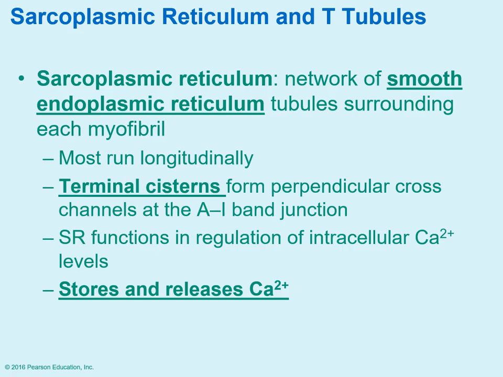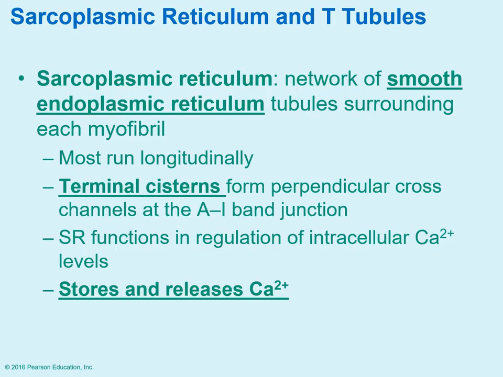The sarcoplasmic reticulum. Now this is what we call the smooth endoplasmic reticulum in other cells, but in muscle cells they are specialized, so they are known as the sarcoplasmic reticulum. Associated with them at perpendicular cross channels, there's what we call terminal cisterns.